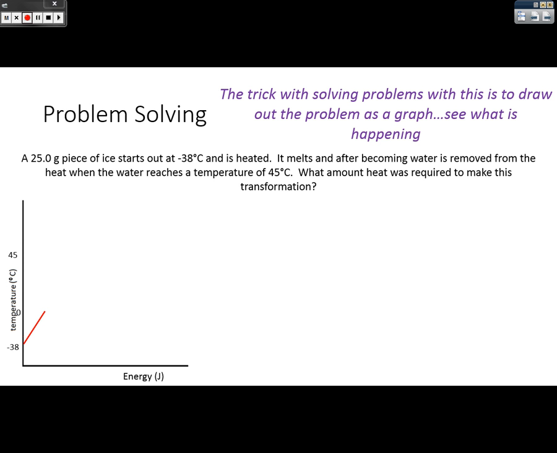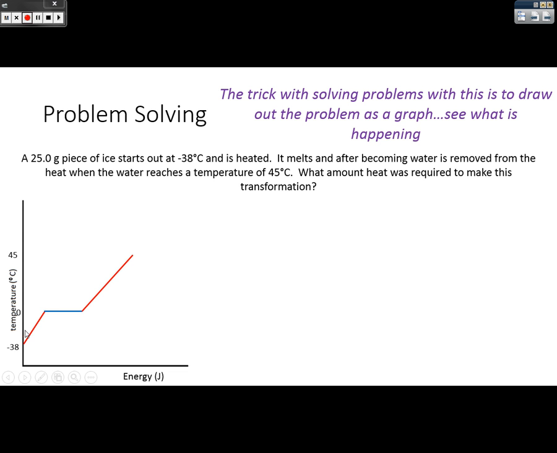That's going to be a change in temperature. At 0, it melts and now becomes water. So there was some energy input there to melt it. And then after it melted, it's removed from the heat after it reaches a temperature of 45 degrees Celsius. So then we're taking our melted water and we're heating it from 0 to 45 degrees Celsius. So we've got another line right there. Now the question is, what amount of heat is required to make this transformation? The thing to remember is that this is a transformation of 3 different segments.